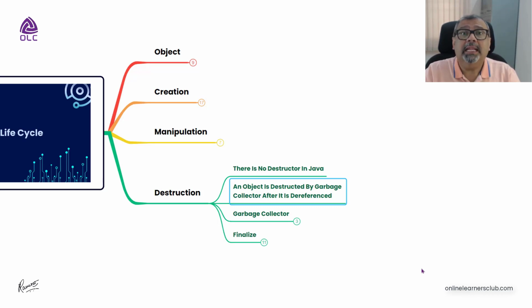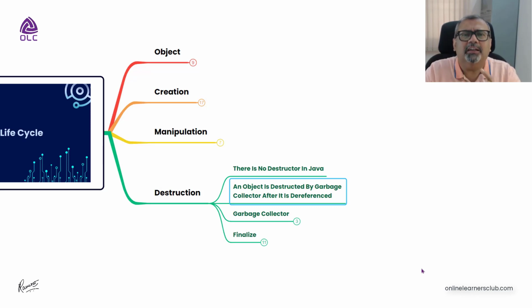Or if you assign a different object, for example s = new Student, and you are now referring to a different student object, in that case the previous student object will also be dereferenced. So that is the second option. Similarly, whenever you create an object within a particular method, once the method is executed and completed, all the objects that got created within the method will also be dereferenced by default.